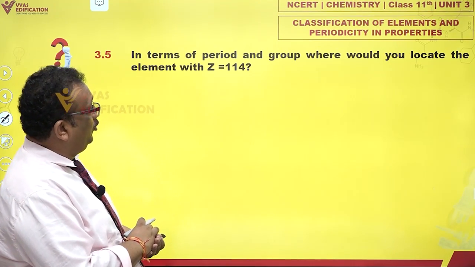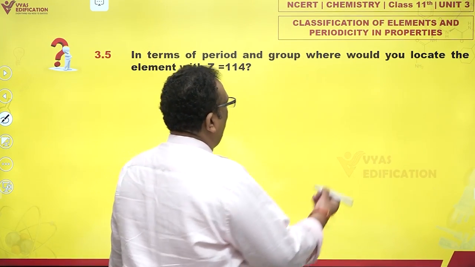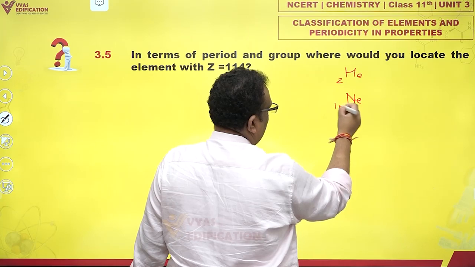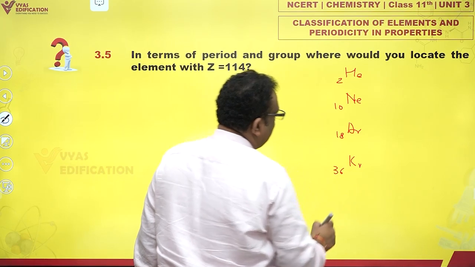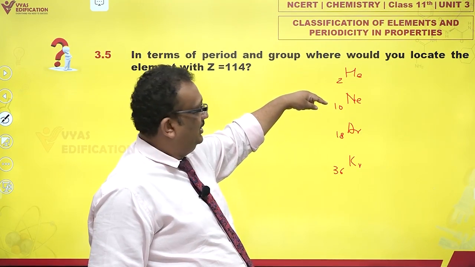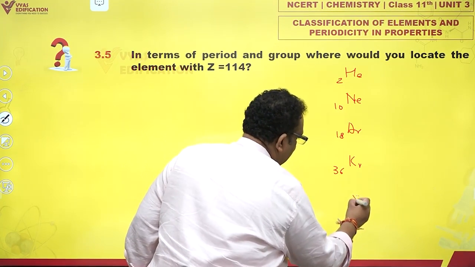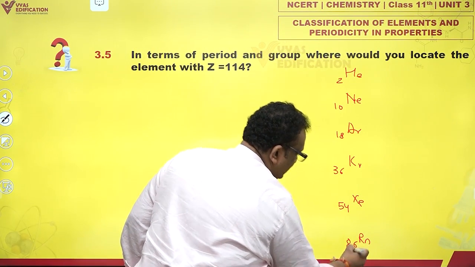In terms of period and group, where would you locate the element with Z equals 114? Now this is very interesting. Here, I would appeal to you, please remember a few atomic numbers. Noble gases are very useful. Helium is 2, neon is 10, argon is 18, then krypton is 36, 2 plus 8, plus 8, plus 18, plus 18, then xenon is 54, and radon plus 32, that makes it 86.